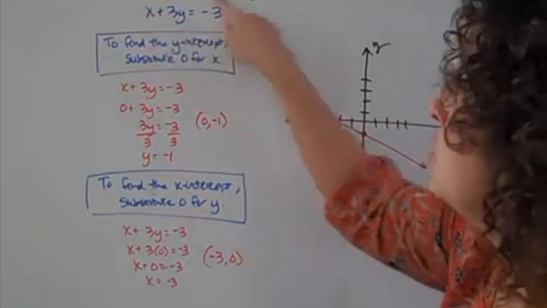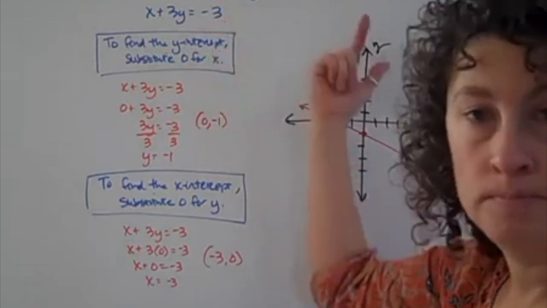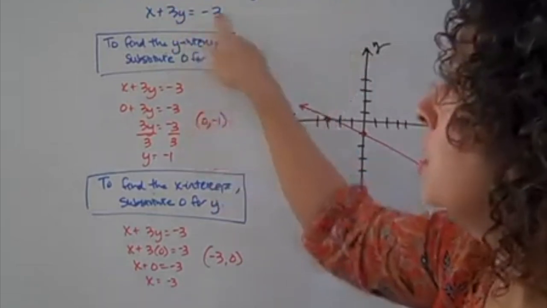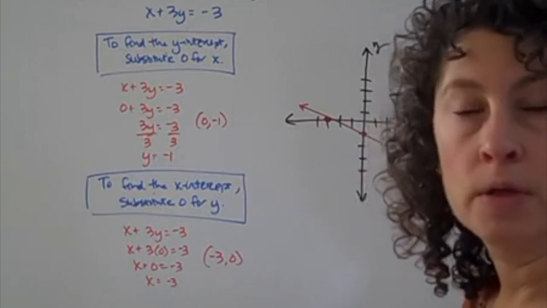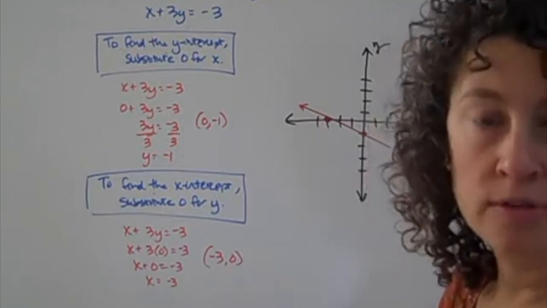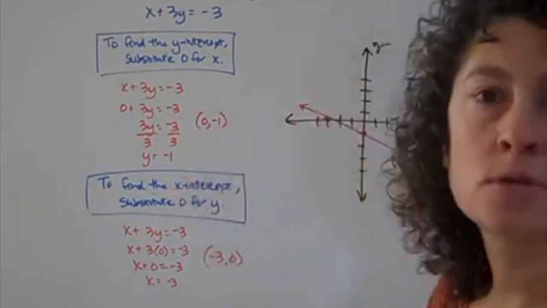So if I said to you graph the equation, and I gave you this equation, you could make me a table. That would work. You could rewrite it so that it's in slope-intercept form and use the y-intercept and the slope to graph the equation. That would work. Or, third way, we're going to use the intercepts. So how do we do that?